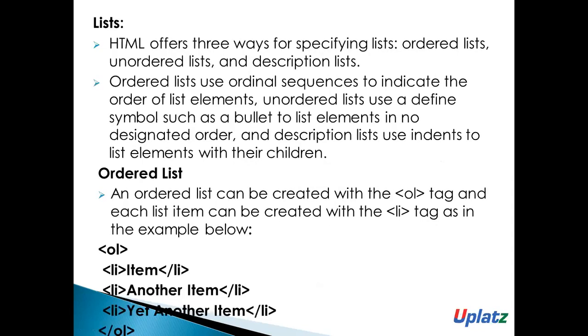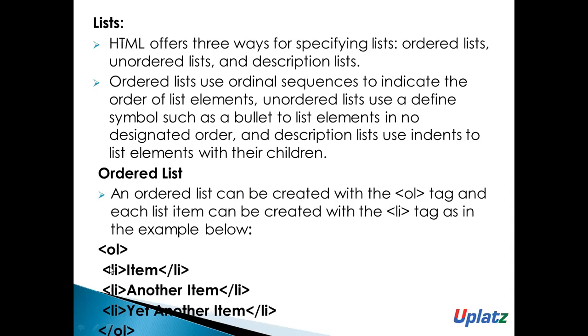Next is lists. There are three ways of specifying a list: ordered list, unordered list, and description list. An ordered list is used to describe a sequence, an unordered list generates bullets for your list, and a description list is used to indent list elements with their children. The first example is the ordered list. It is created with the help of the OL tag, and each item can be created with the LI tag as below.